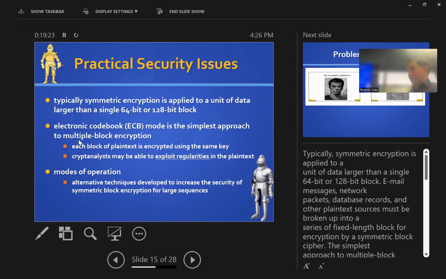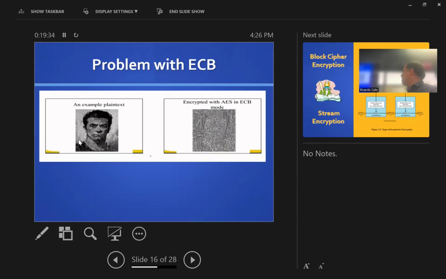Also remember the modes of operation, such as ECB and CBC, for instance, alternative techniques developed to increase the security of symmetric block encryption for larger sequences. So this is ECB, right? Here is an image, and you can make out at least the hair. There's some kind of a pattern there.